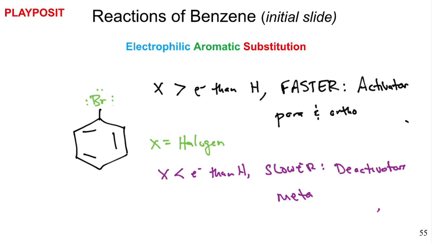Which is it? Is it the activator camp or is it the deactivator camp? Why not both? It's a deactivator. It will slow the reaction down, but it directs para and ortho. So it sits right in the middle and takes a little bit of each of those categories. Okay? Kind of, sort of? That covers the fundamentals of what's happening on the nucleophile side.